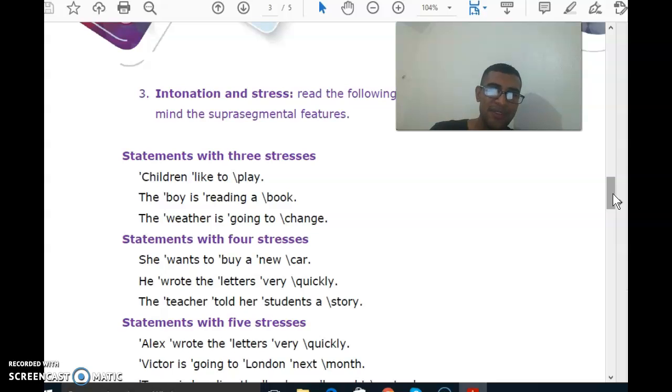Statements with 4 stresses. She wants to buy a new car. He wrote the letters very quickly. The teacher told her students a story.